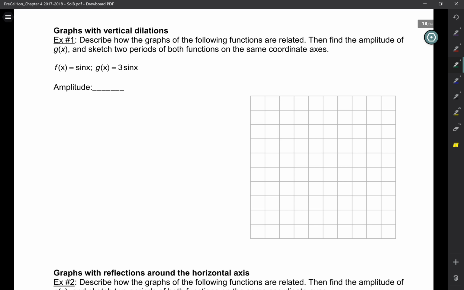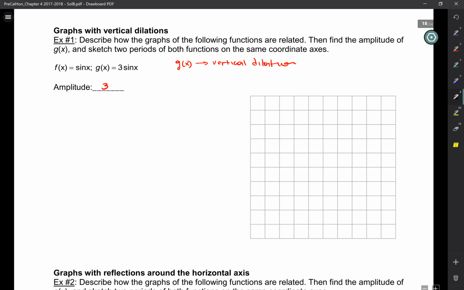Okay, so it says describe how the graphs of the following functions are related. So what's going on with g here? What types of changes is g undergoing here? It has a vertical, not a translation. Right, it's an expansion or a dilation, yes. g has an amplitude of 3. Exactly, it's got an amplitude of 3, so that's a vertical dilation. And here when I ask for amplitude, it's for g of x, it's for the transformed function. How much is the amplitude? Well, Dylan said it was equal to 3, okay?